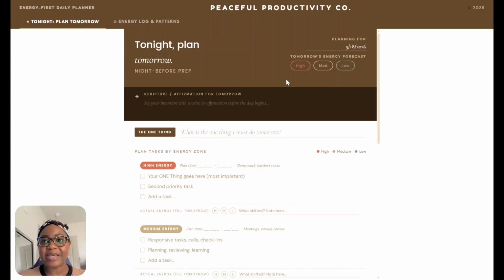So we are going to assume that our energy forecast for Monday is high, right? So you just click high here. If you assume that your energy is going to be medium, you click medium. If it's low, you're going to click low. So here we're just going to do high, right? This is basically you assuming that your energy for tomorrow is going to be high.